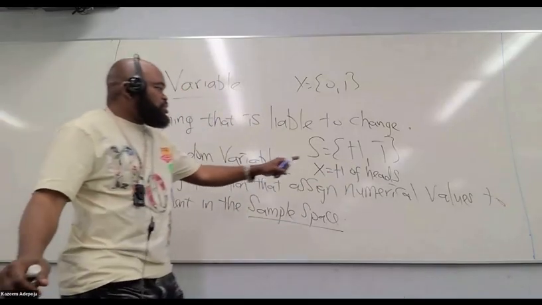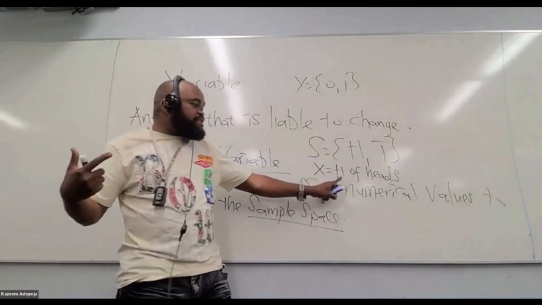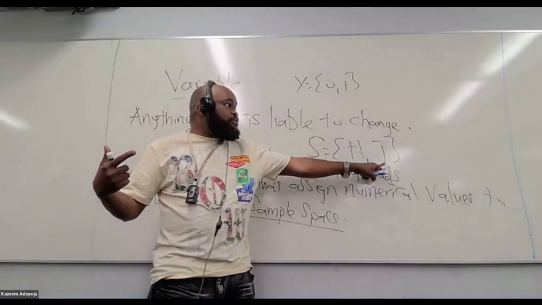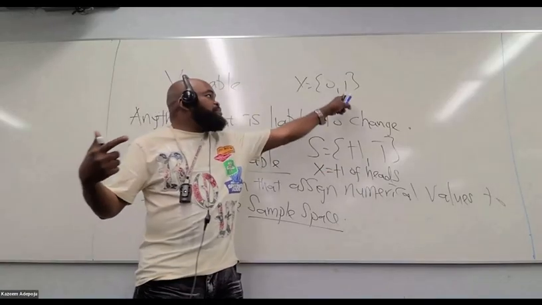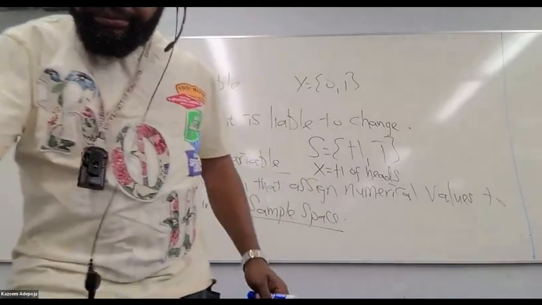So since I've defined my X ahead of time, if X is number of heads, then here, tail, head equals 0. Here, head equals 1. That's what I mean by 0 and 1. That is what a random variable does.